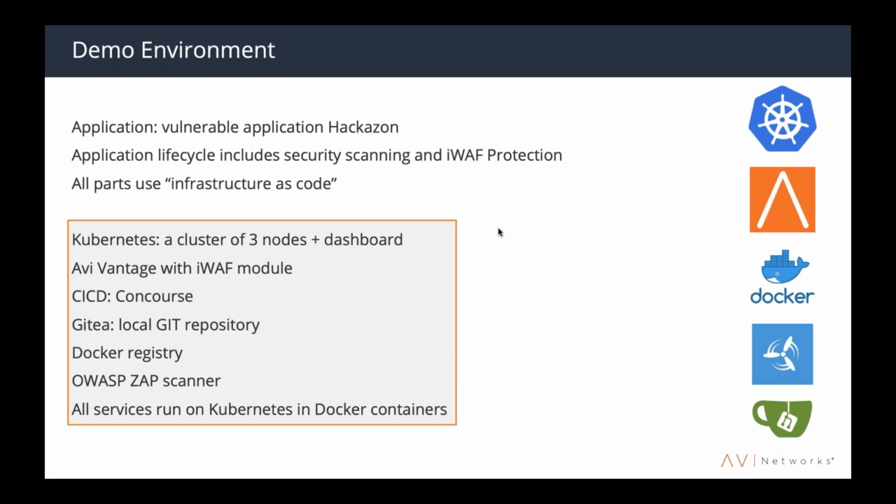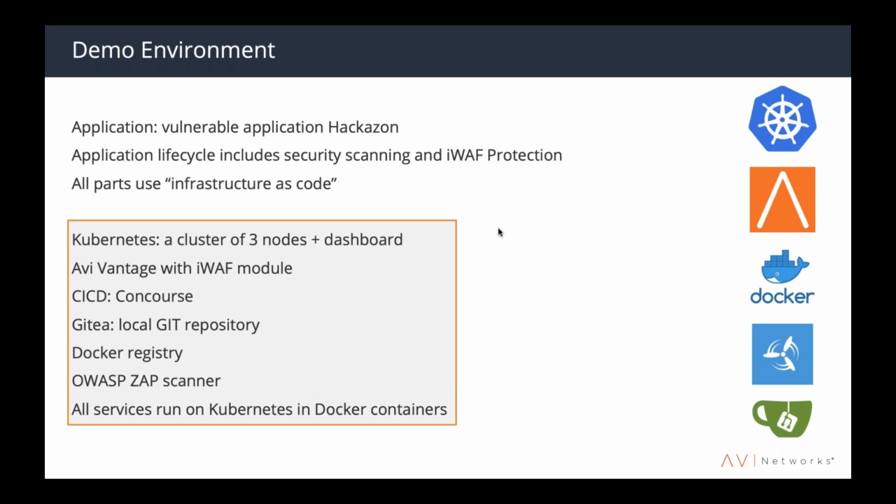So instead of working with the pipeline itself, you tell it in a configuration file what to do, as code, and then it deploys that automatically. What's the foundation of the demo? It's a Kubernetes cluster, a cluster of 3 Kubernetes nodes that we can control via a dashboard. I'll show you that in a second. Within that Kubernetes cluster, we've included the Avi Vantage load balancer with the WAF module that helps us bring security into this pipeline later.